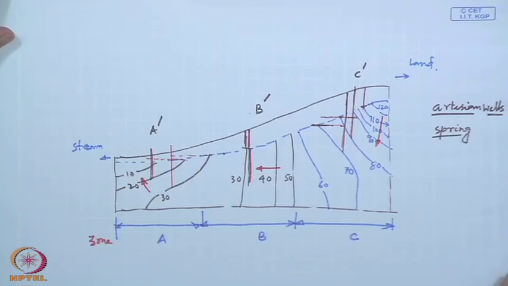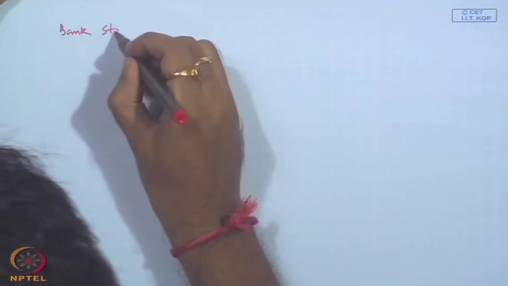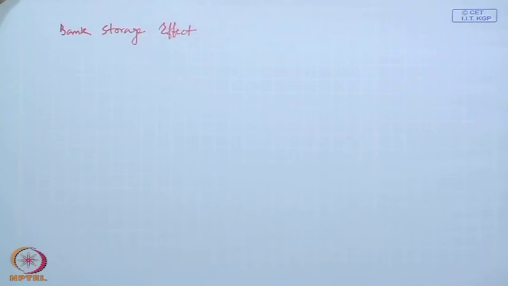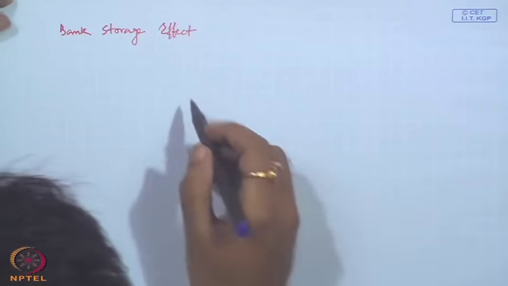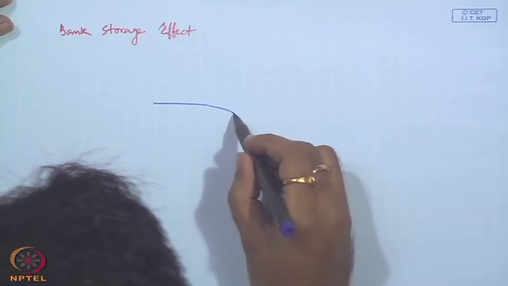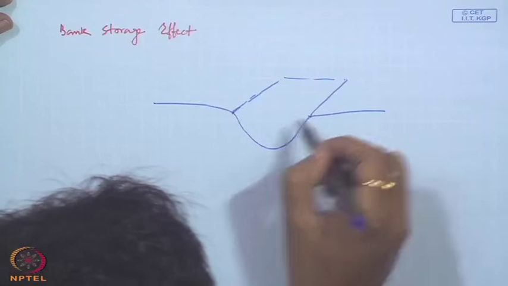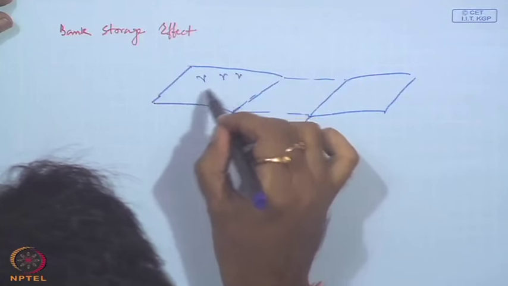Another most important point is bank storage. What is the effect of bank storage on groundwater surface water interaction? Bank storage effect. So, if we draw it, you will see that with our shallow groundwater aquifer, these are our ground surface.